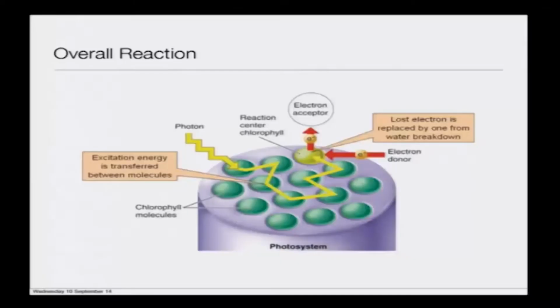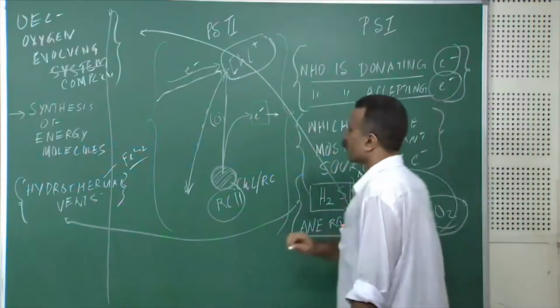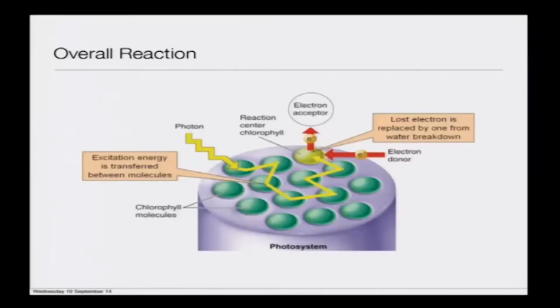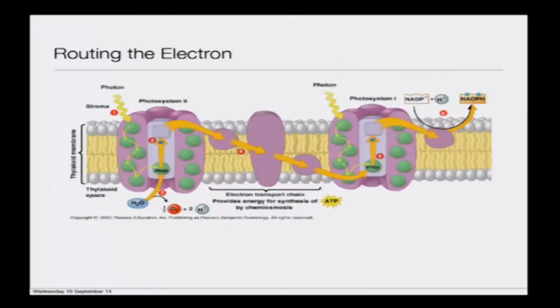Okay. Now, this is the overall situation of the photosystem, how far we have gone. So, there is an electron donor, there is an electron acceptor, and the lost electron is replaced by one from the, we will come to that, water breakdown. Water breakdown is about this situation which I highlighted, which is the donor of electron. Excitation energy is transferred between molecules. So, with this overall geometry, let us see the overall map where these different reaction centers are.